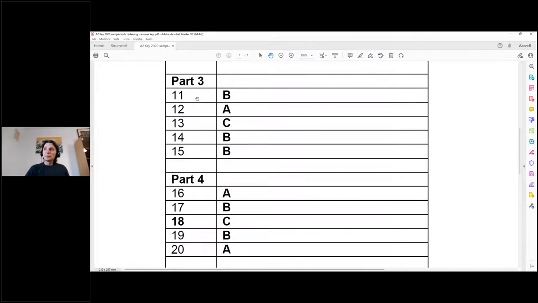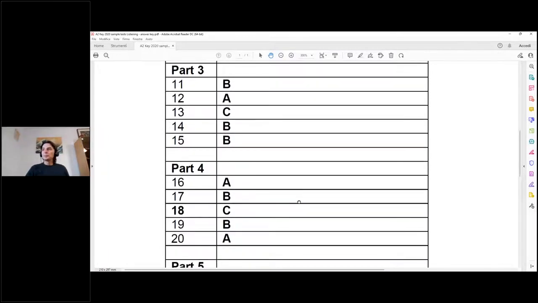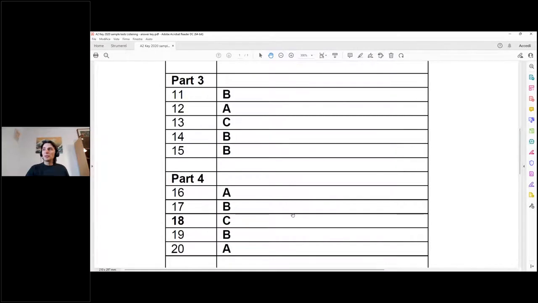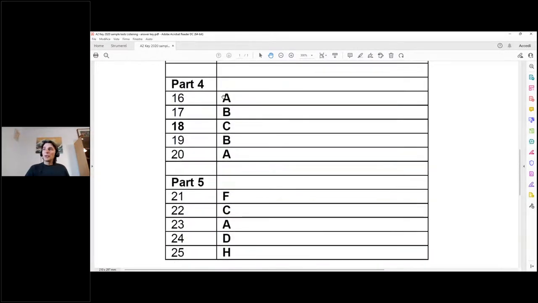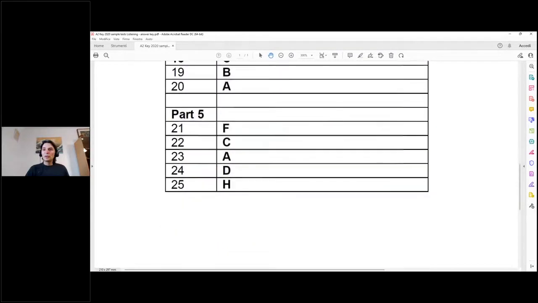Part 3, 11 B, 12 A, 13 C, 14 B, 15 B. Okay, this was part 3. Part 4, 16 was A, 17 B, 18 C, 19 B, 20 A. Okay, so these were the correct answers.